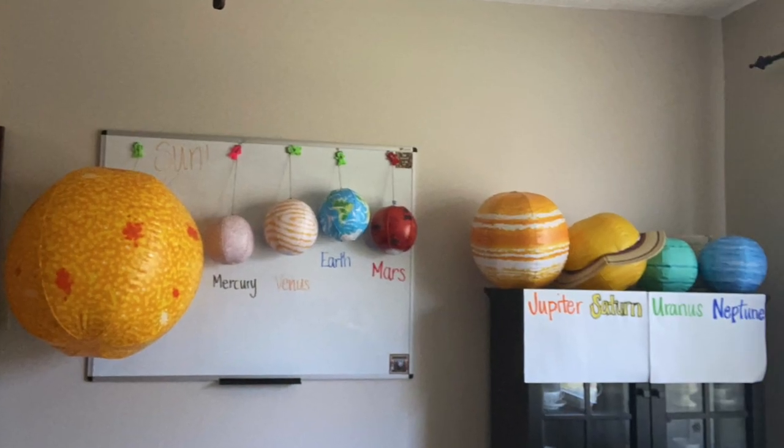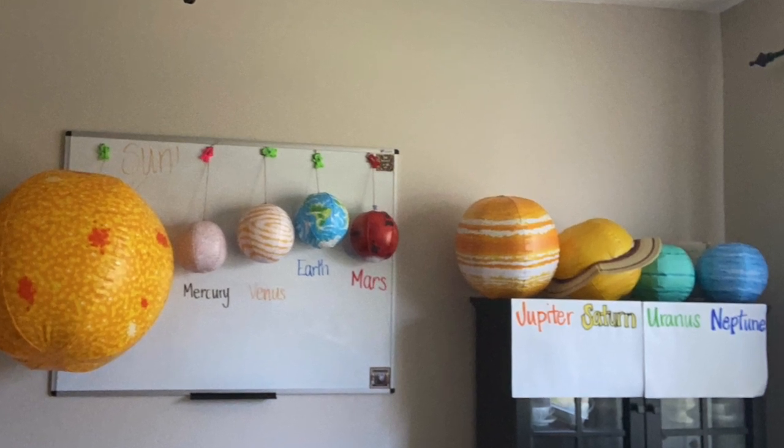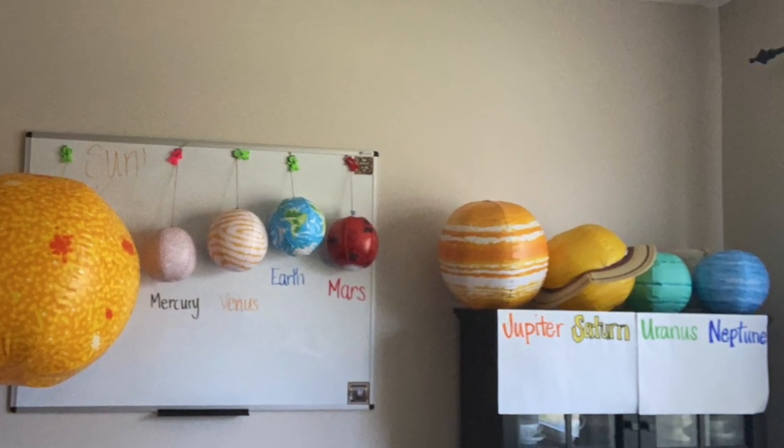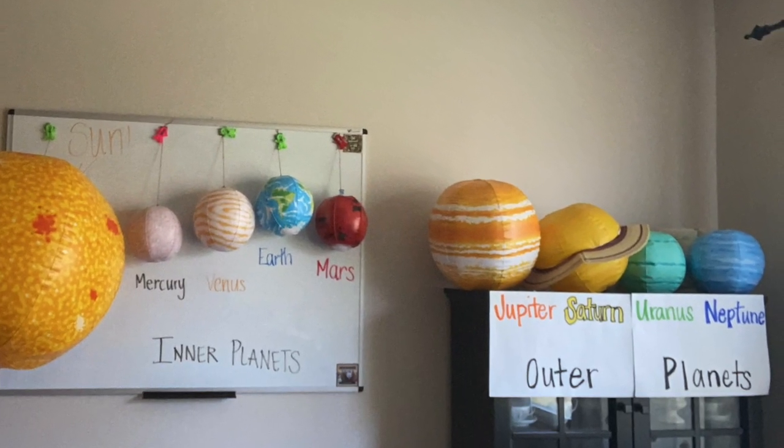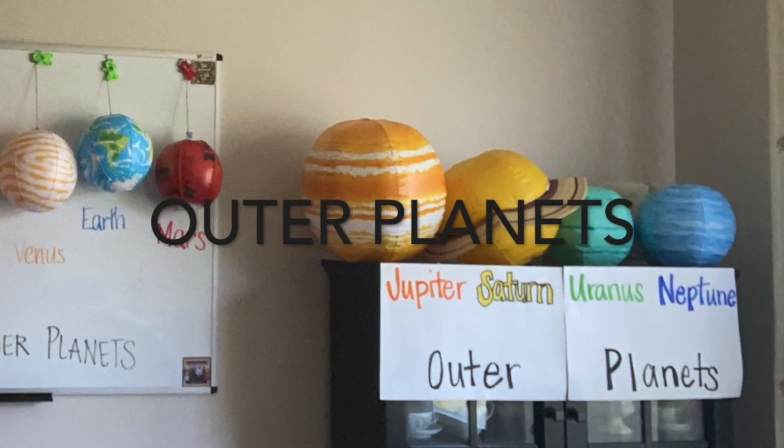The 4 planets farthest from the Sun are Jupiter, Saturn, Uranus, and Neptune. We call these 4 planets the outer planets.